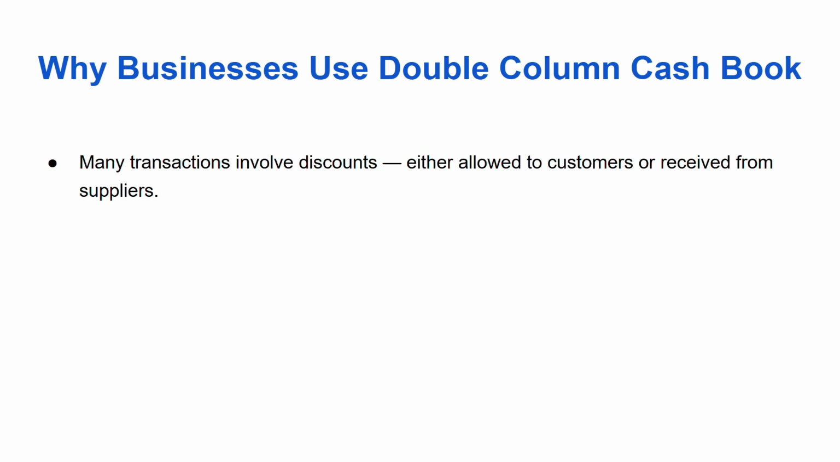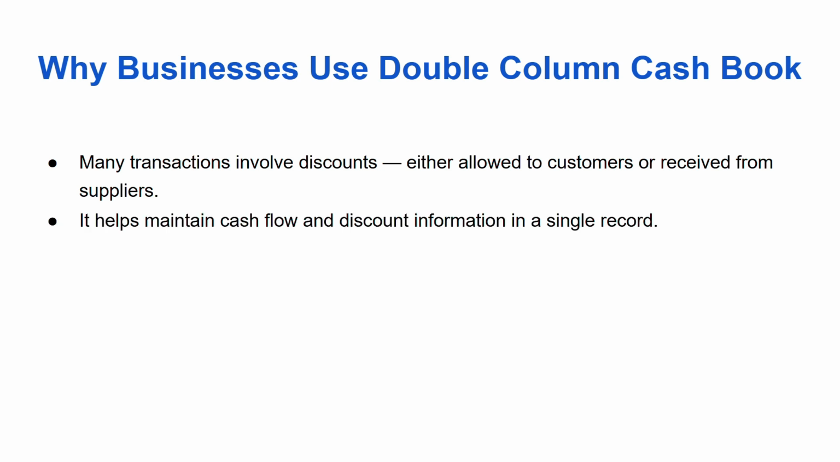Similarly, when we pay our suppliers early, they also give us some discount. If we maintain only a single column cash book, we would have to record these discounts separately. But with a double column cash book, we can record both cash and discount together in one place, which makes it much more convenient. It helps maintain cash flow and discount information in a single record. Instead of maintaining separate records, one for cash and another for discounts, we get the complete picture in one book.